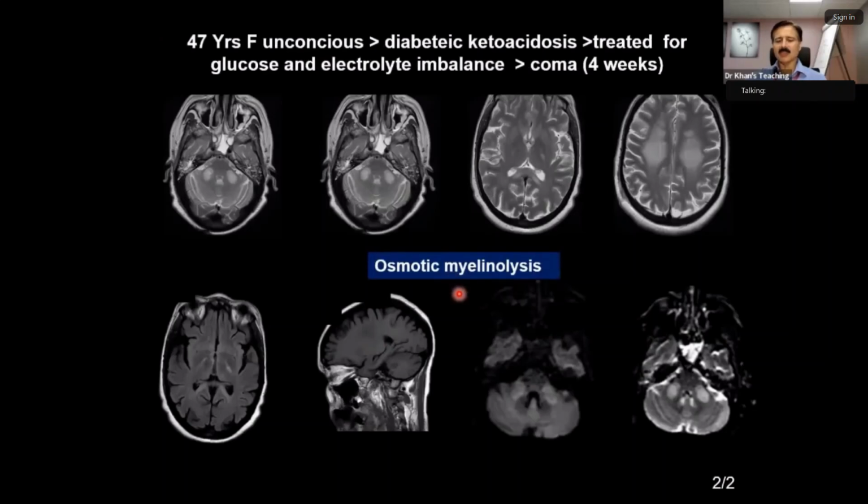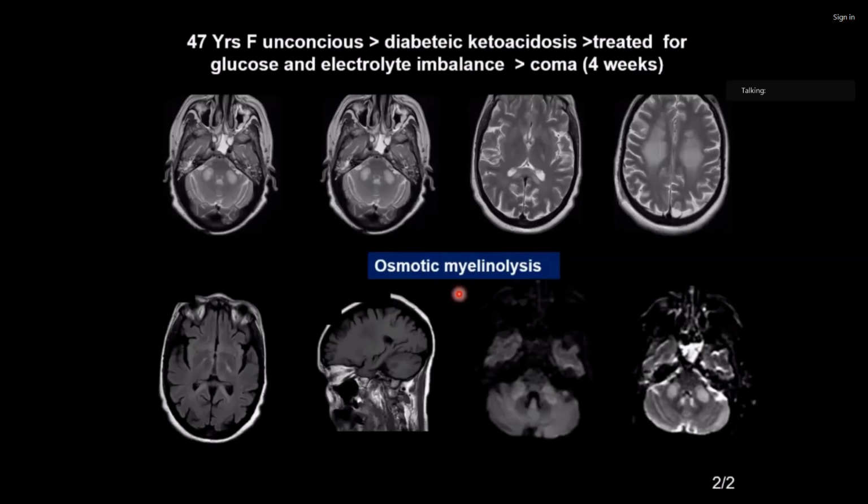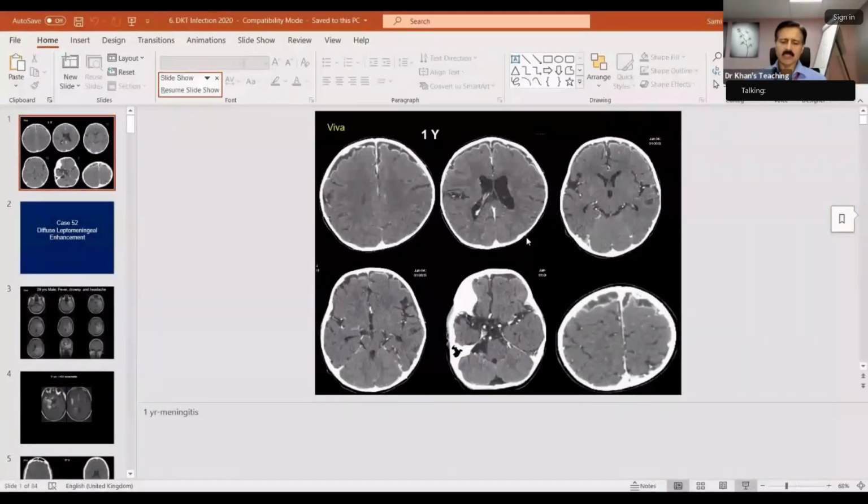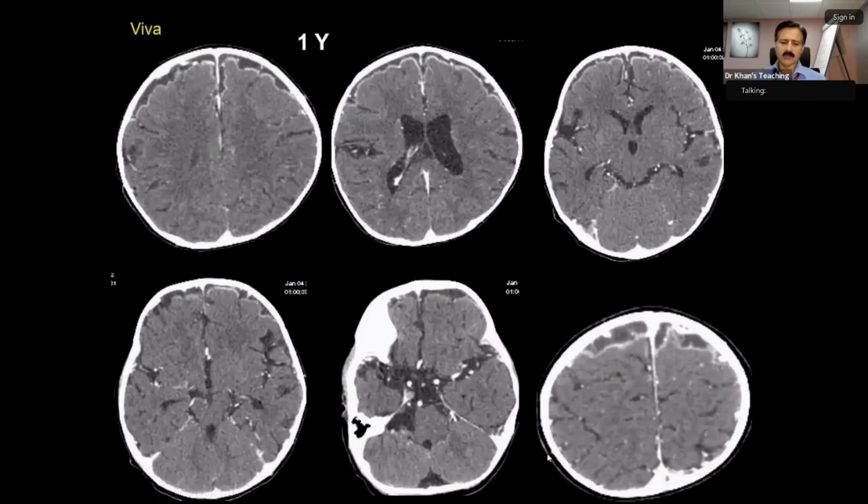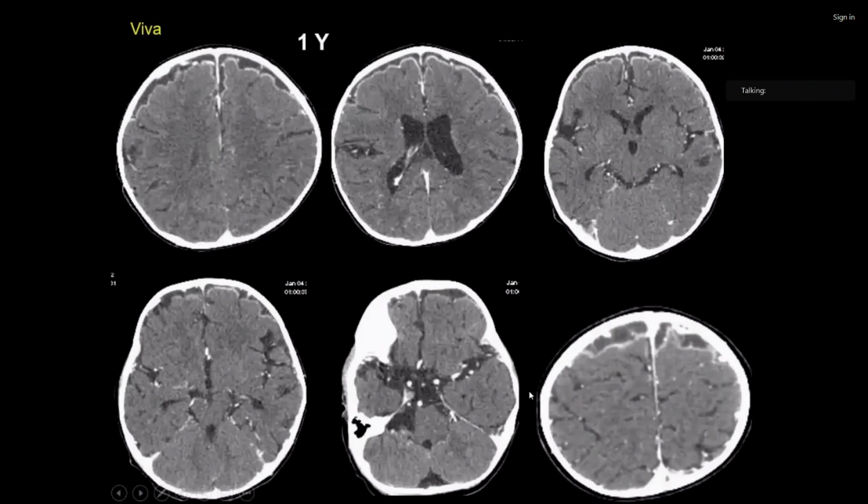This patient presented with diabetic ketoacidosis, treated for glucose and electrolyte imbalance, and this is what happens. To make a point, you can see that the peduncle may be involved, but the central pons is not involved. Osmotic myelinolysis can happen without involvement of the classical mid pons. Can you see a CT scan on your screen? Over to you.